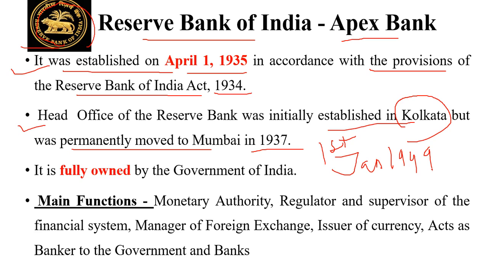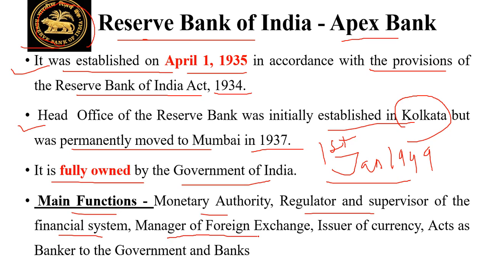Means after independence, the first bank which was nationalized by the government is Reserve Bank of India, and it is wholly owned by Government of India. The main function of Reserve Bank of India is the monetary authority. It regulates and supervises the financial system. It acts as a manager of foreign exchange management. It issues currency notes. It also acts as a banker to the government and also acts as a banker to banks. Banks means it acts as a banker to the commercial banks, cooperative banks and development banks.